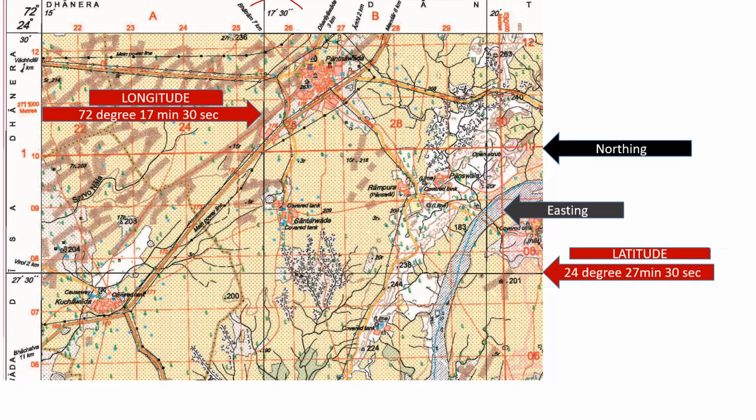So after the 72 degree, look at the top, whatever is the number, that's 17 minutes 30 seconds, that you should write with answer. Similarly, here also you can see on the left hand side that after 24 degree you can write 27 minutes 30 seconds. For this 4-figure grid, we must know these are easting as they are increasing towards east, and these are northing as they are increasing towards north, the sleeping lines.